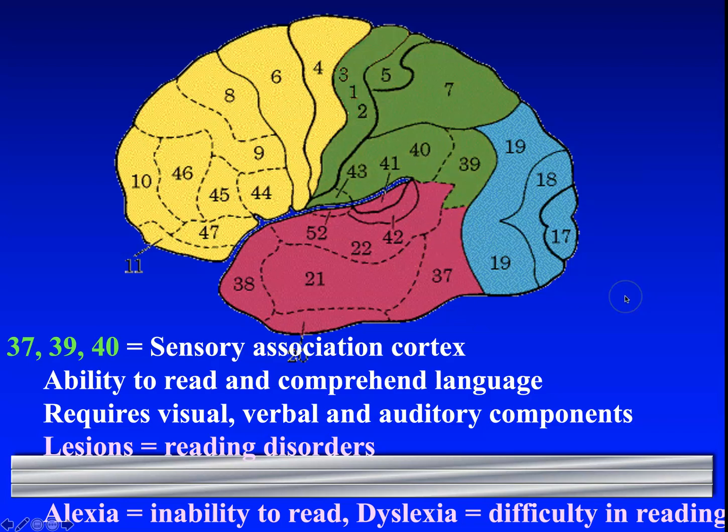If you have a lesion to the sensory association cortex, the reading area, you may have a reading disorder. Alexia is the complete inability to read. You can still understand spoken language, but you can't read. Dyslexia is difficulty in reading. And we're still trying to understand that. It may be due to one hemisphere being dominant over another, because people with dyslexia often have better spatial abilities. But we're still learning about that, but this is the area important for reading.